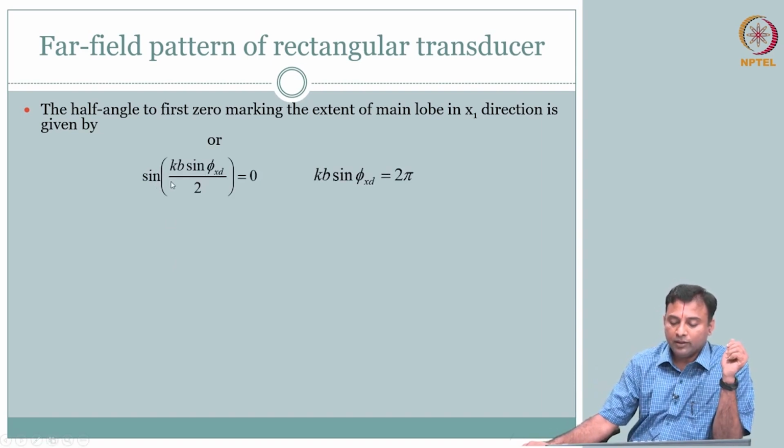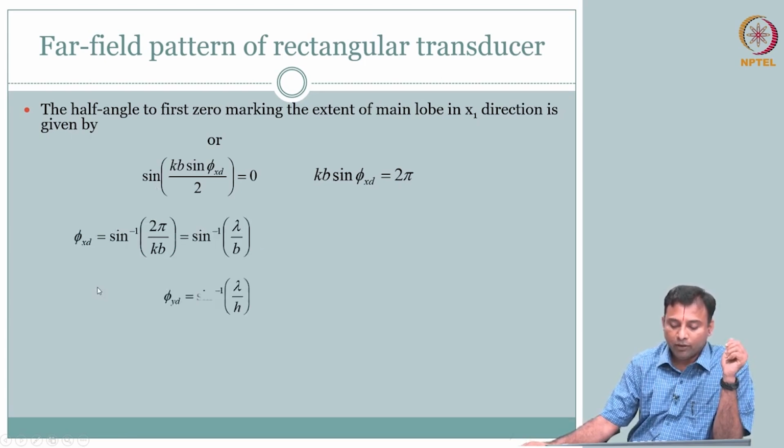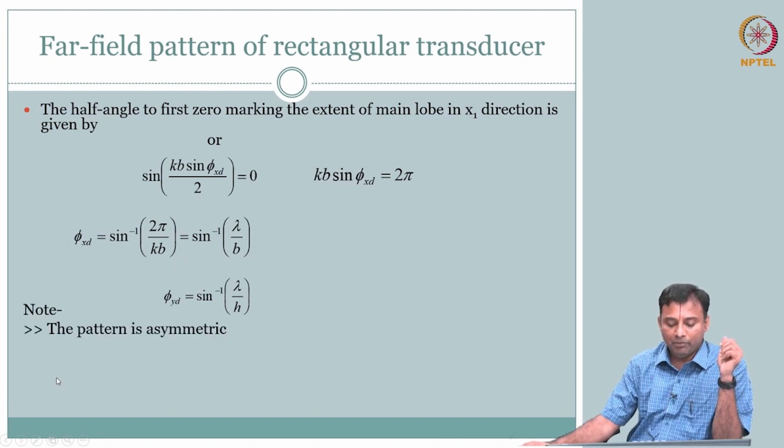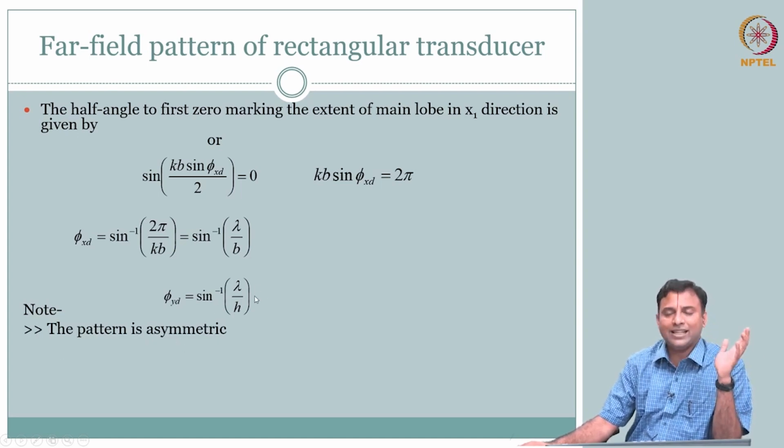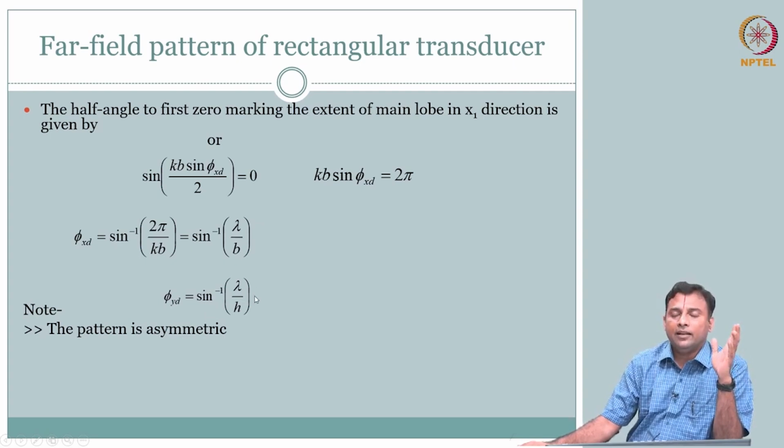So, you can get it for the x direction, and you can get it for the y direction. It is a similar idea: it is sine inverse of lambda by h, or sine inverse of lambda by b. So, clearly this pattern is asymmetric. In the circular case it was symmetric, and therefore we just got sine inverse of 0.68.